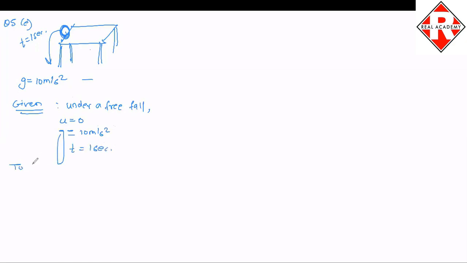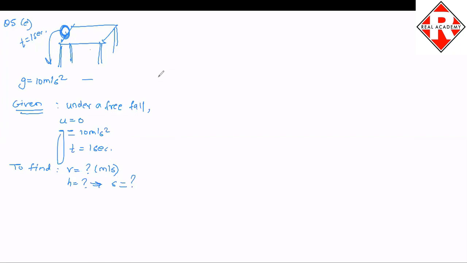What is to be found? We have to find the final velocity of the ball when it reaches the ground, that is v, in meters per second. And what is the height of the table? Now, how do we calculate the height of the table? Isn't it the same as the displacement traveled by that ball up to the ground? The distance the ball travels to the ground is the height of the table. Can I say it is the same as finding S?